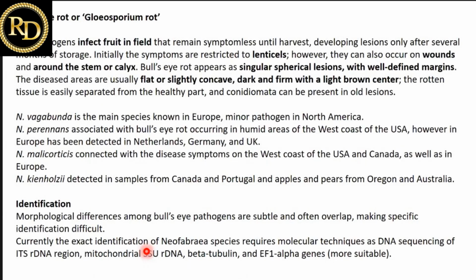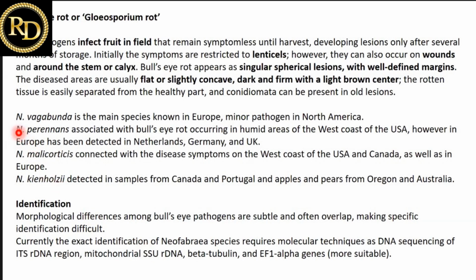Okay, this is a pathogen which is infecting the fruit already in the field, but it is a latent pathogen. Normally, it penetrates the lenticel or the wound. It can penetrate around the stem or the calyx, but it remains as a latent pathogen for several months, and only during storage it shows the symptoms.